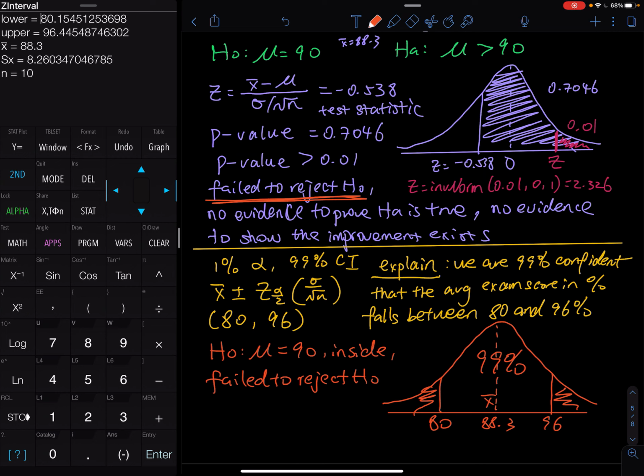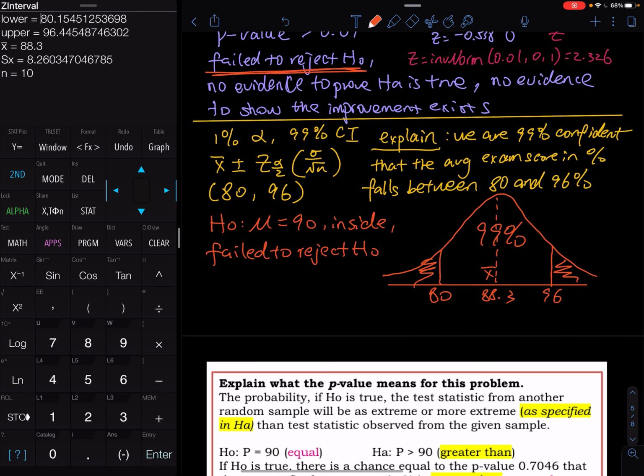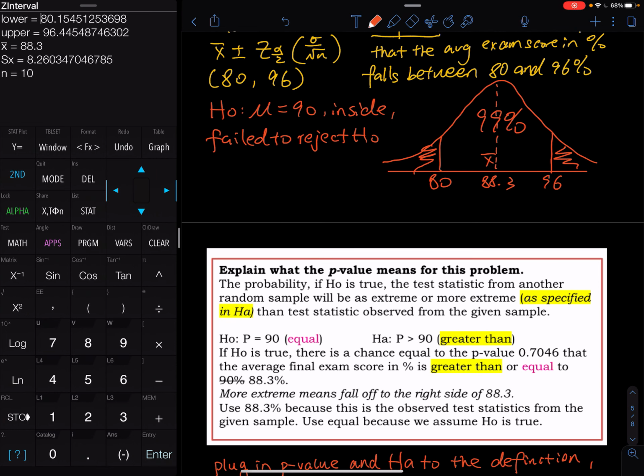The question is, explain what the p-value means for this problem. So first of all, let's repeat the definition of p-value in the first 3 lines. P-value is the probability, if H naught is true, that the test statistic from another random sample will be as extreme or more extreme, as specified in HA, than the test statistic observed from the given sample.